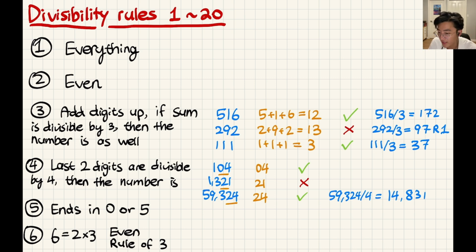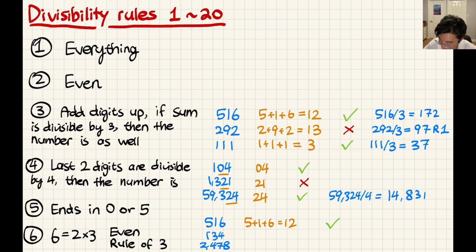So let's take the example 516 again, 134, and let's do 2,478. Alright, so if we start here, 516, we know it's even, which is good. And also, 5 plus 1 plus 6, once again, we knew it was 12. Because this number both is divisible by 3 and it's also even, it's also divisible by 6.